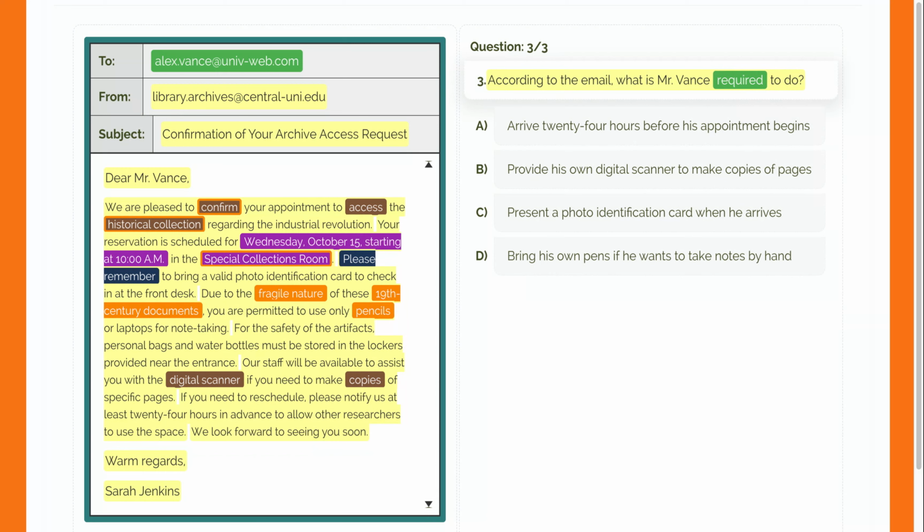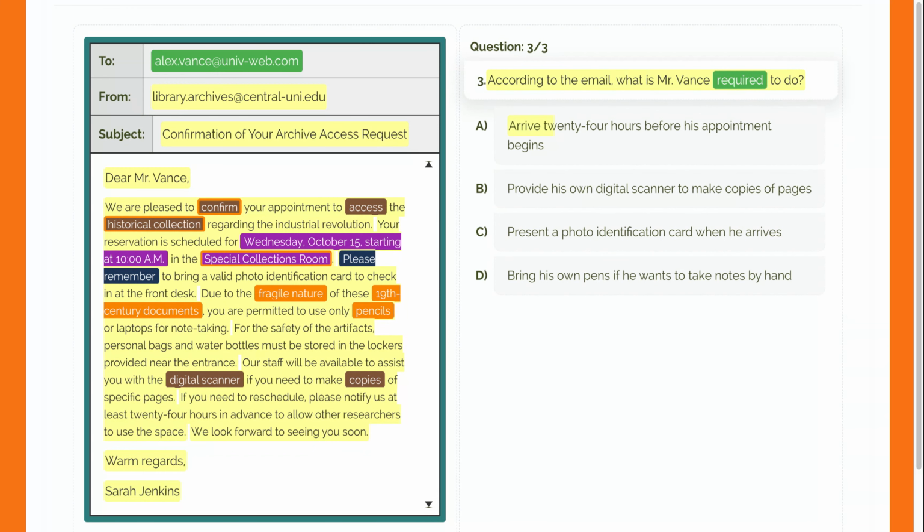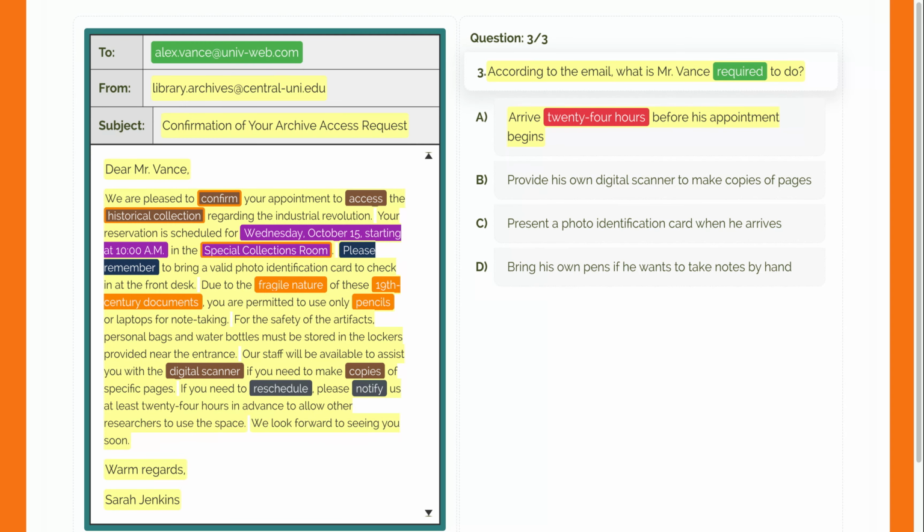Let's take a closer look at option A. Arrive 24 hours before his appointment begins. This choice uses the words 24 hours. However, sentence 7 says he must notify them 24 hours in advance, only if he needs to reschedule. He doesn't have to arrive that early for his actual appointment. This is incorrect.